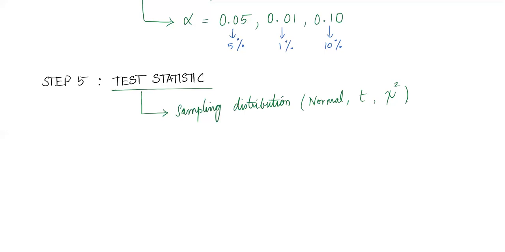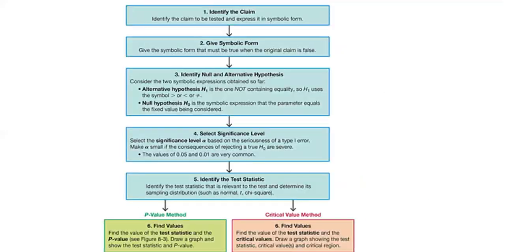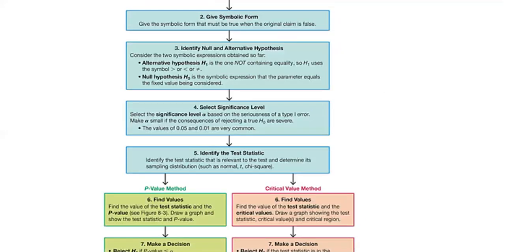So for this, I'm going to take you to the screen. Here again, we are in this 5th step, okay? So how do we know when to use normal, when to use t-test, and when to use chi-squared? Well, again, we're not looking at chi-squared, so let's just focus on these two, when to use normal and when to use t.